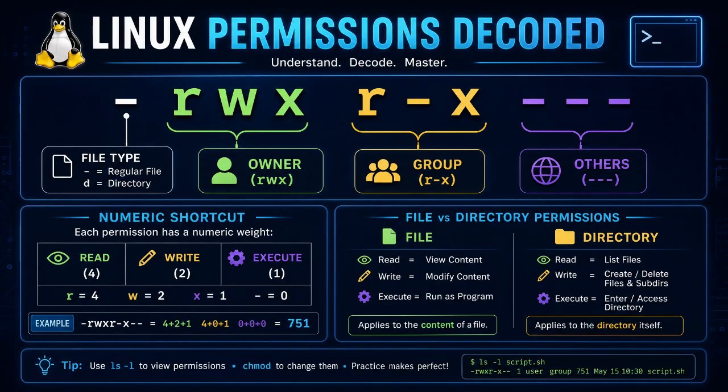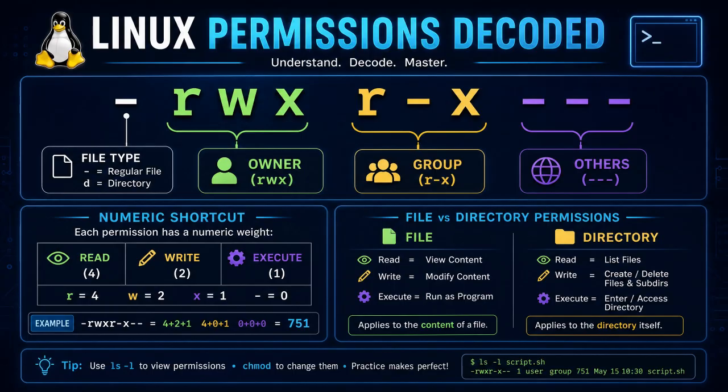The next 3 characters, in our example, read, write, execute, are the owner's permissions. The next 3, read, dash, execute, are the group's permissions. And the final 3, read, dash, dash, are everyone else's permissions. Then you get the number of hard links, the owning user, the owning group, the size in bytes, the last modified date, and finally the file name.